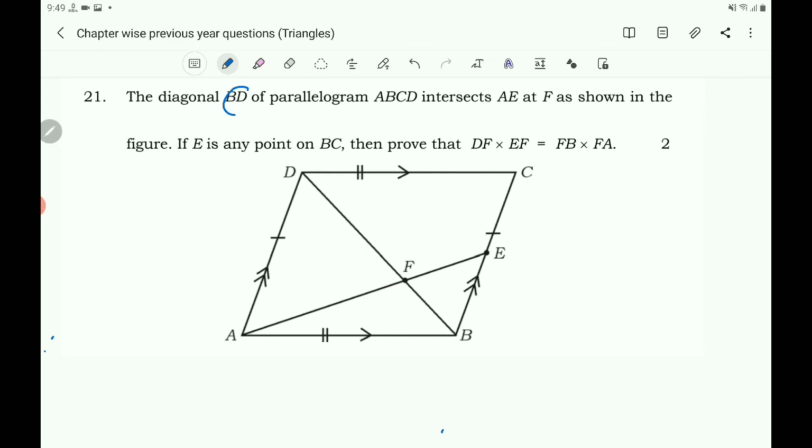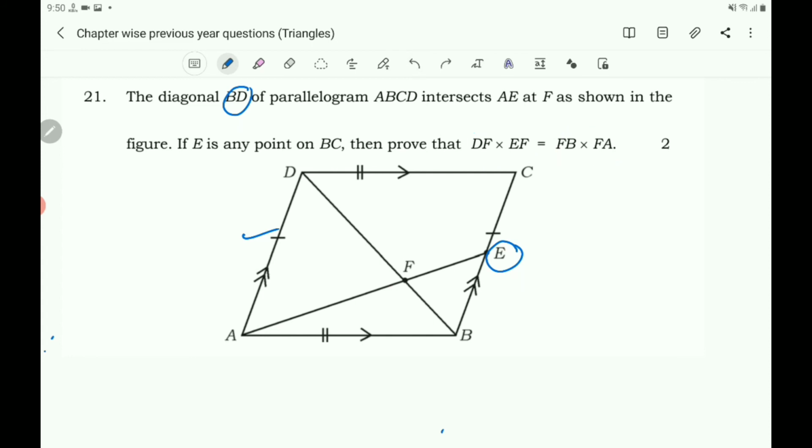Now you take question number 21 of that question paper. The diagonal BD of parallelogram ABCD intersects AE at F as shown in the figure. BD is a diagonal and AE is another line segment. Both of them meet at a point F, as shown in the figure. If E is any point on BC, then prove that DF into EF is equal to FB into FA.